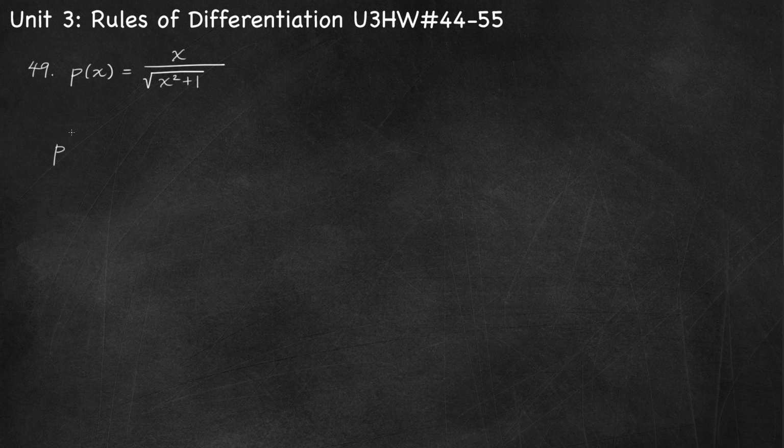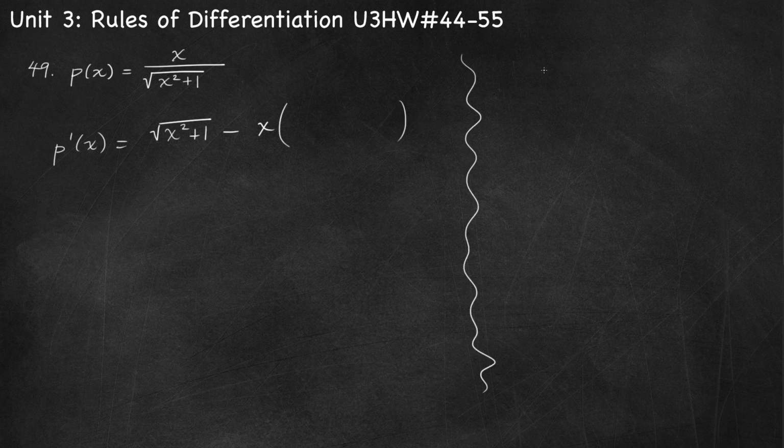So quotient rule starts out, find the derivative of the top, which is 1. Multiply it by the bottom, square root of x squared plus 1, minus the top times the derivative of the bottom. So here's where we need to do chain rule to find the derivative of the bottom. We want the square root of x squared plus 1.